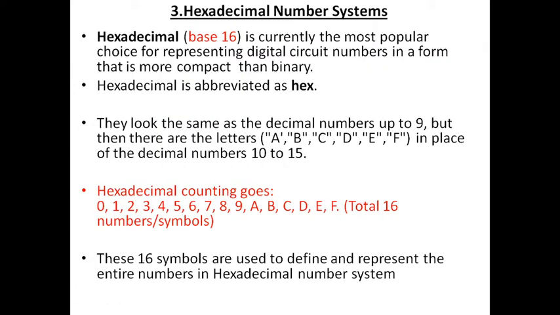And the third one is the hexadecimal number system. As it says, there are 16 symbols. Now which are these 16 symbols? That is 0 till 9. And there is nothing called 10, 11, 12, 13, 14. Instead of that, there are 6 letters: A, B, C, D, E, F. So total 16 symbols are used to represent a number in the hexadecimal number system. Now this hexadecimal number system is more compact than a binary number system, and it is abbreviated as hex.